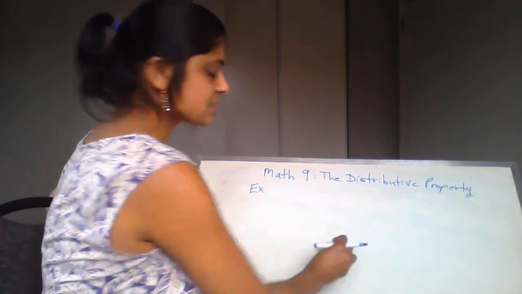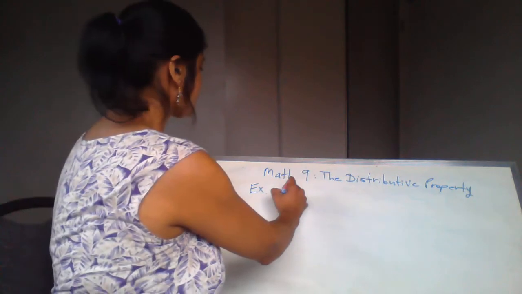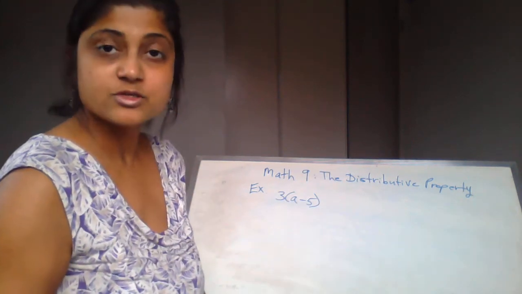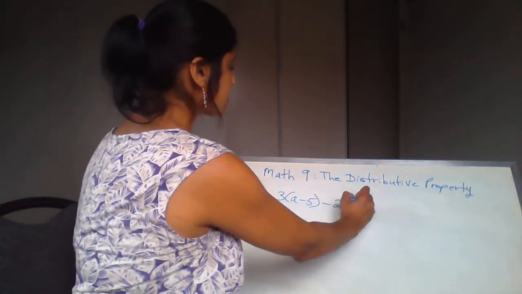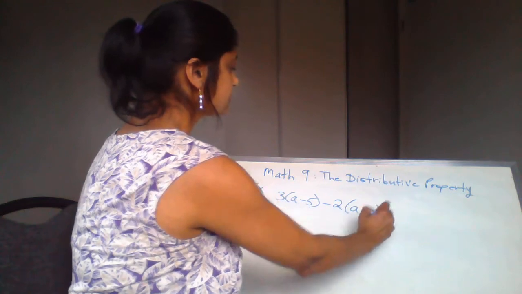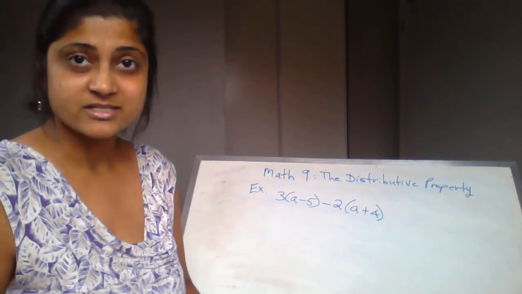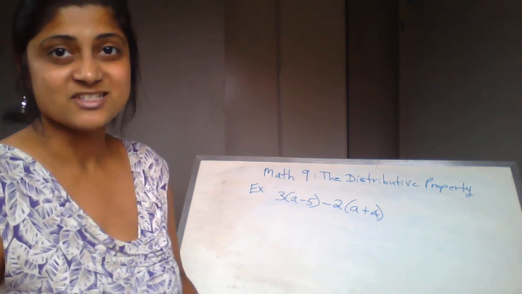Okay, so this example looks kind of similar to the one that we just tried. So let's try this one. So it's going to be 3a minus 5. Okay, and we're going to do minus this time, so minus 2. And it's a plus 4. Okay, so again, we're trying different types of examples. I'm just changing the signs here. And make sure when you do the distributive property, you take the signs into account.